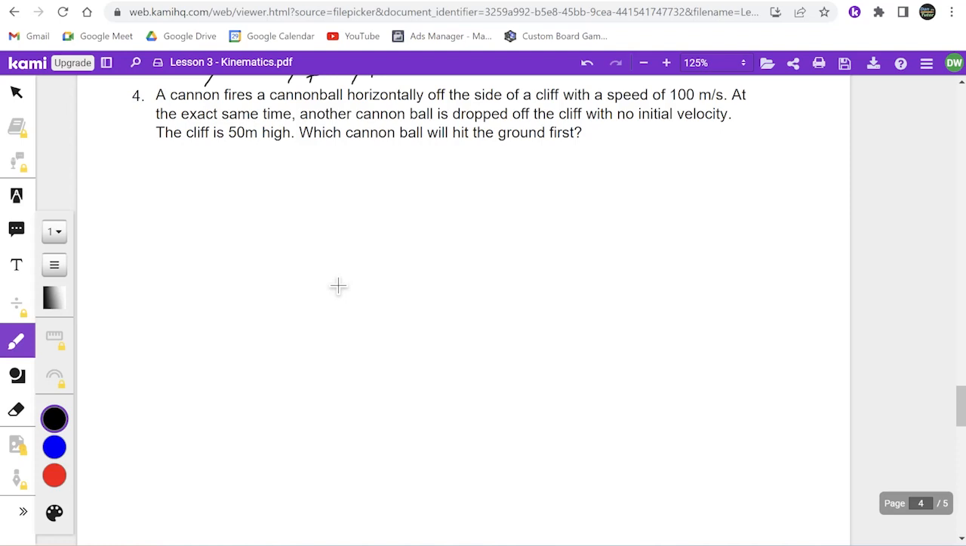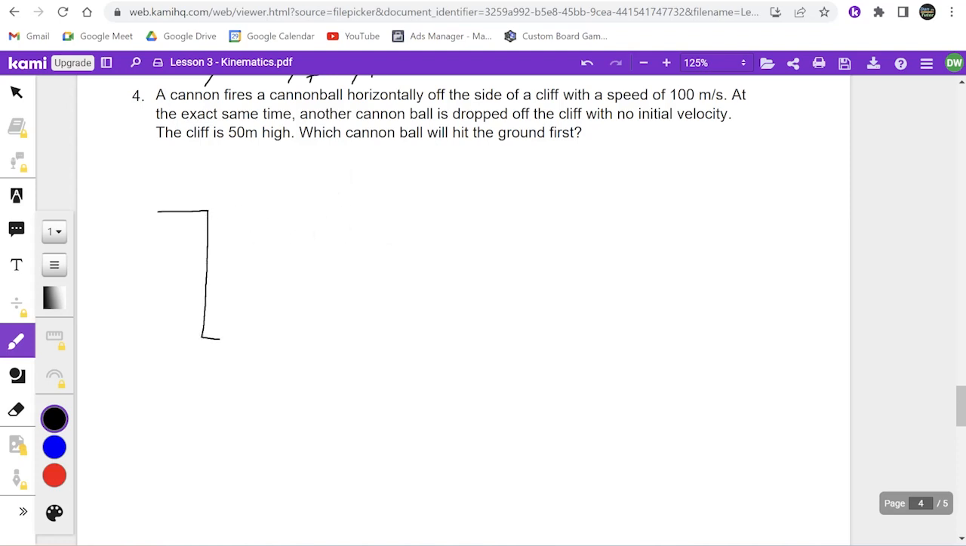A cannon fires a cannonball horizontally off the side of a cliff with a speed of 100 meters per second. That's pretty fast. At the exact same time, another cannonball is dropped off the cliff with no initial velocity. The cliff is 50 meters high. Which cannonball will hit the ground first? And I want you to think about this before we actually solve the problem. I'll even draw a picture for us.